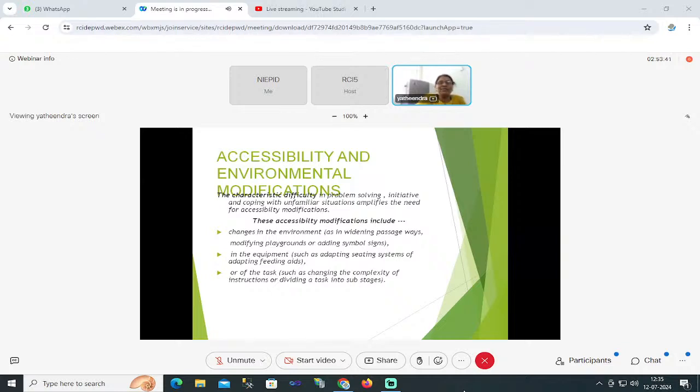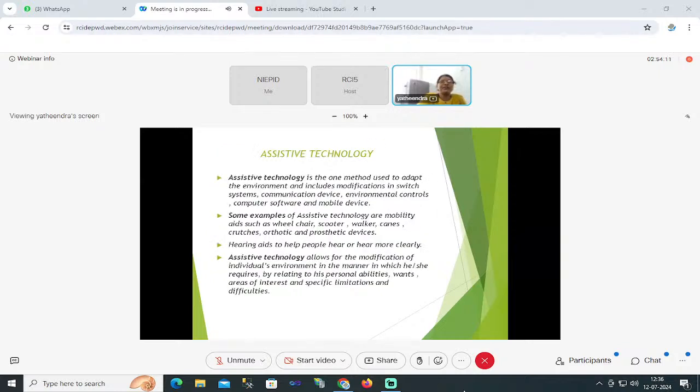We can widen the doorways and passages. We can modify the playgrounds or we can add symbol signs. Then in special equipment, like orthosis, we can make adaptations for holding spoons or brushes for toothbrushing. Then we should divide the instructions for each and every ADL activity in a simple way. We can subdivide the steps of the ADL activities.